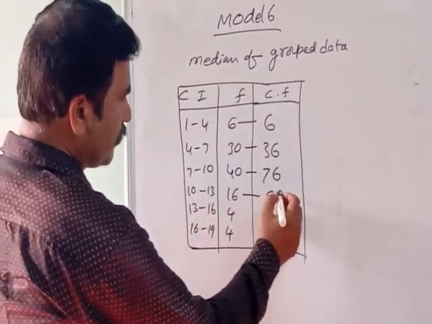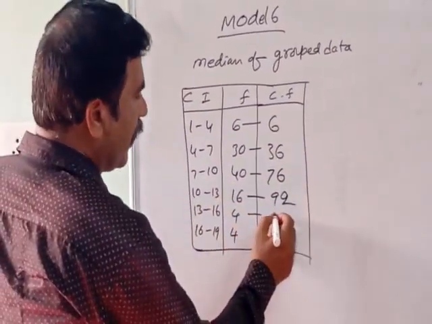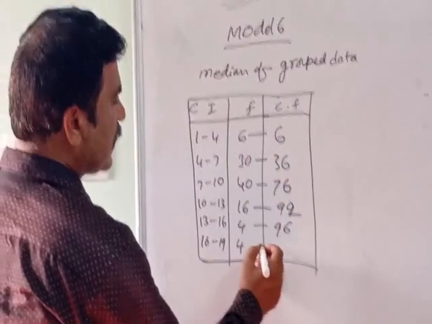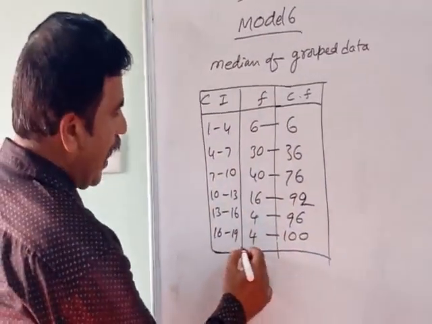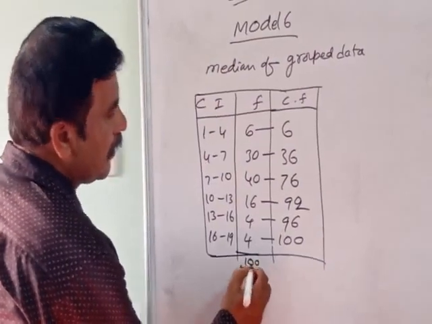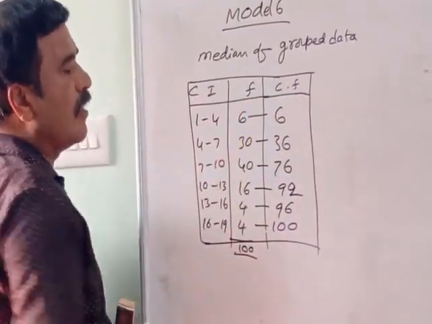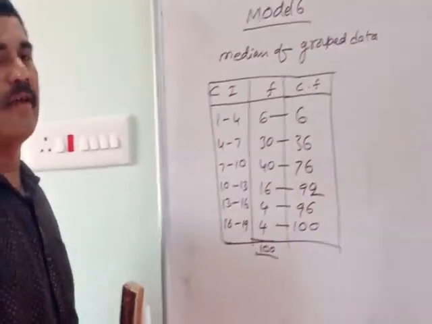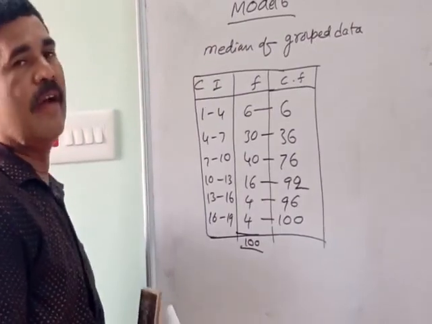92. 92 plus 4, it is 96. 96 plus 4, it is 100. Even if you add all these values, you will get 100. While increasing, this is the cumulative frequency, we can say. Cumulative frequency. Now from here only it is important.